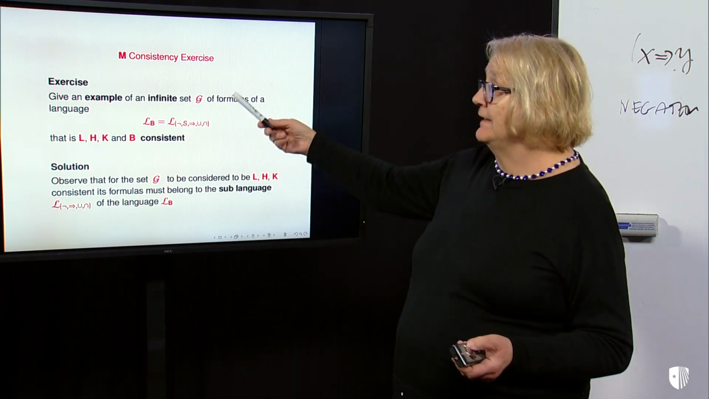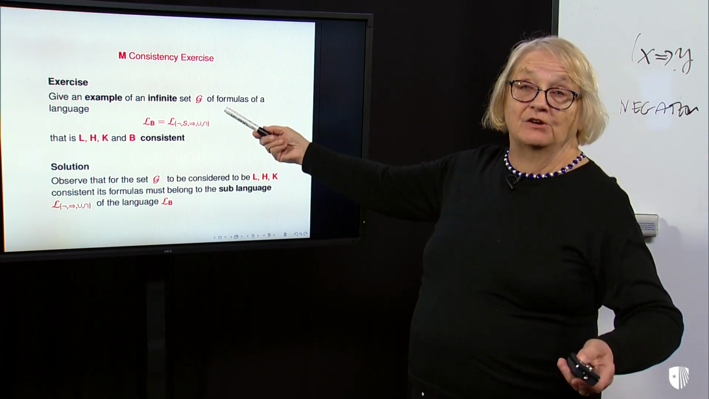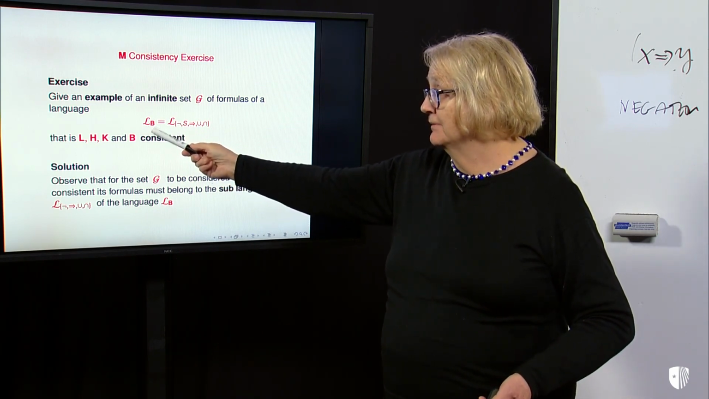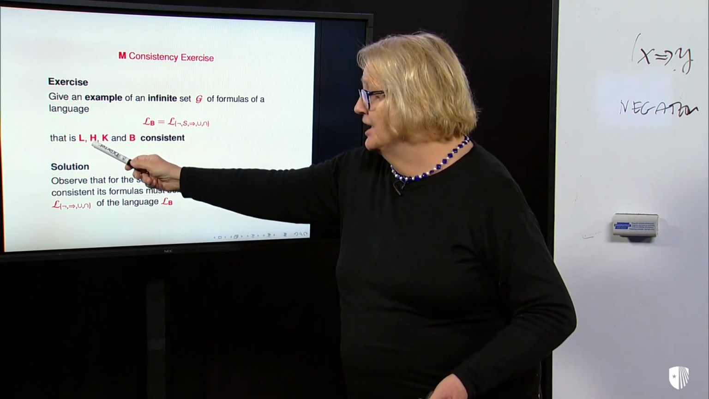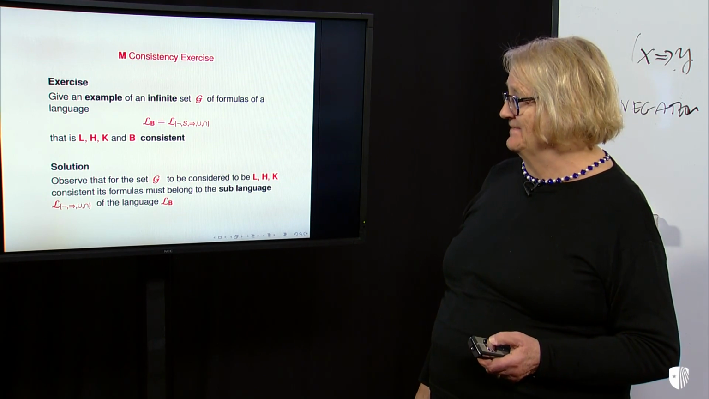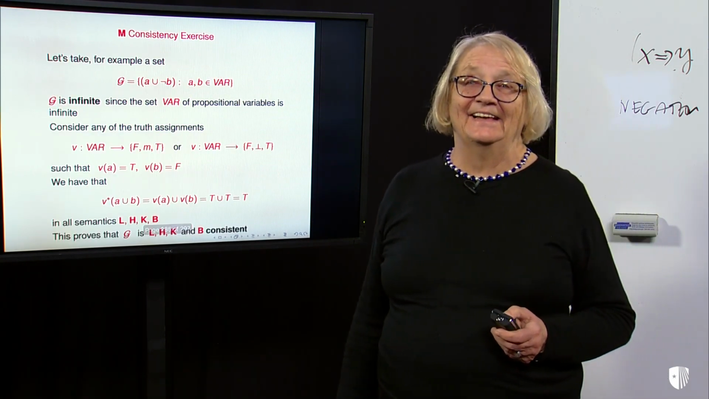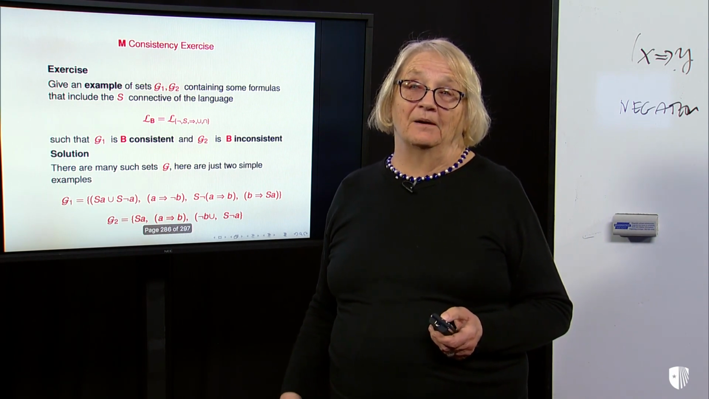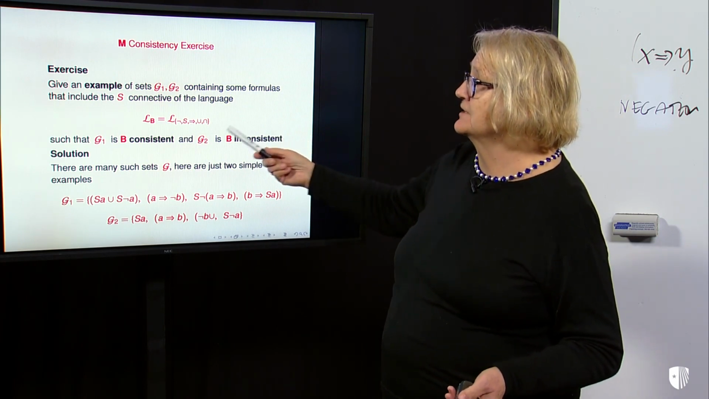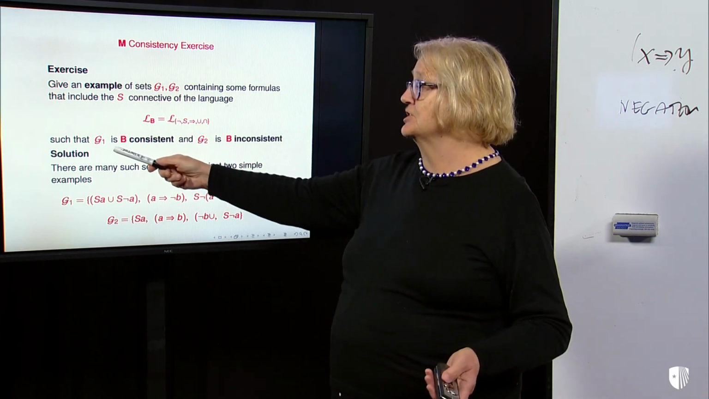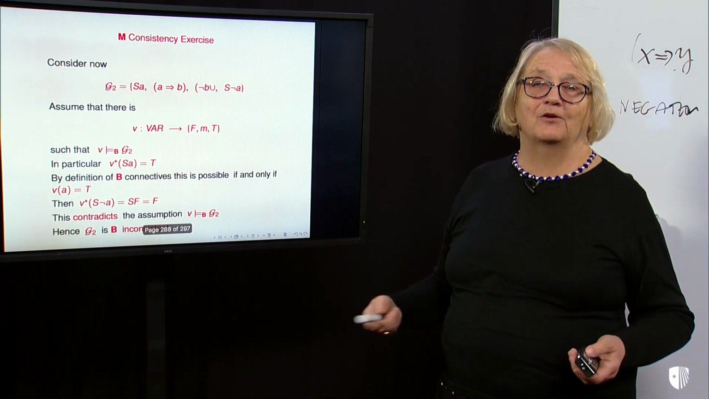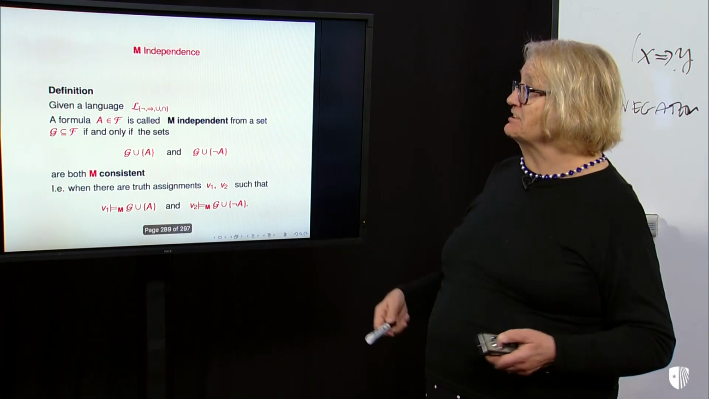And for example, give an example of an infinite set G of formulas of the language Bochvar, which is L, H, K, and B consistent. That's a good one. And give an example of two sets containing some formulas that include the S connective of this language, such that G1 is B consistent and G2 is not B consistent, and you can have a lot of nice exercises.